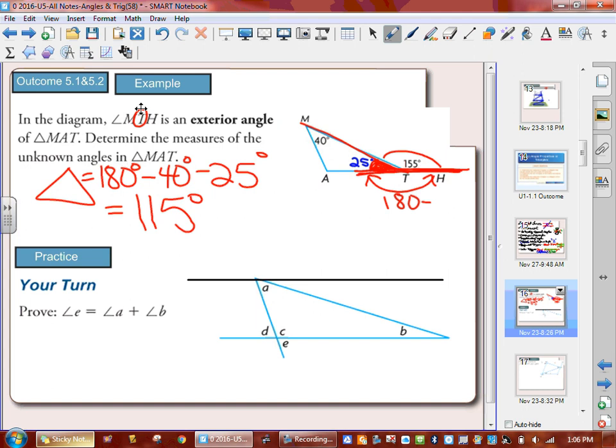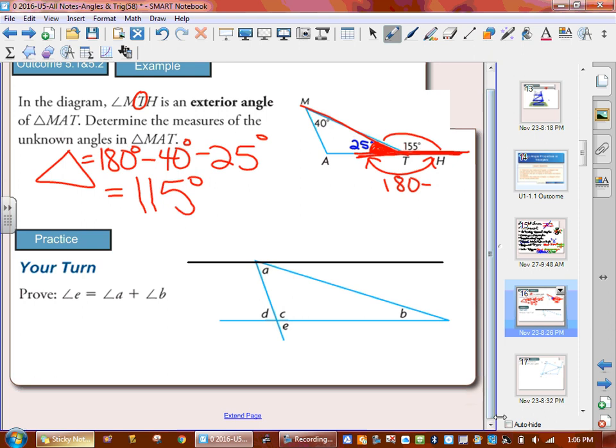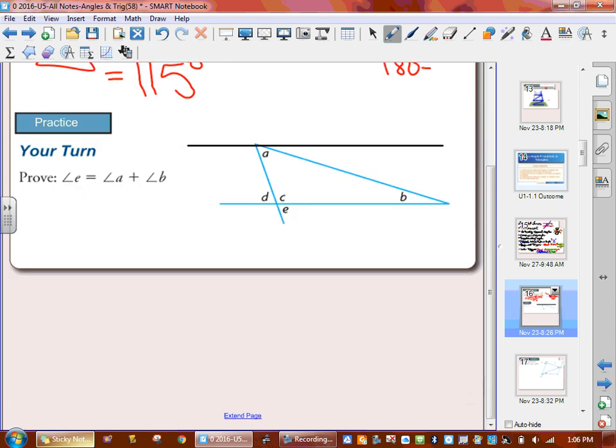If we look at the very bottom, it says prove that angle E is equal to A plus B. Well, let's throw some numbers on there. We should be able to prove it without, but we're going to throw some numbers to help us out this first time. So I'm going to say that A is, let's say A is 50 degrees.